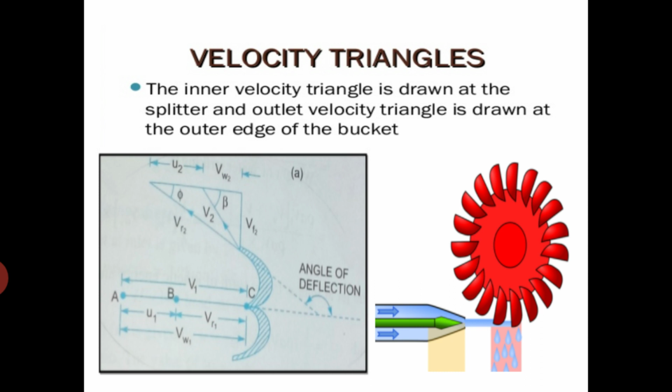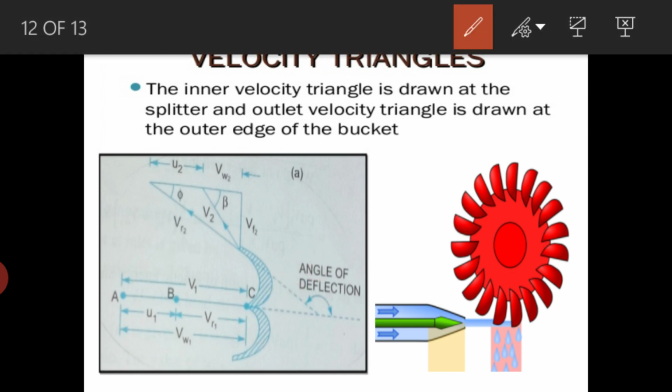And this figure shows the shape of the vane or bucket of the Pelton wheel, and the jet of water from the nozzle. Here you can see the jet of water from the nozzle strikes the bucket tangentially, but it strikes at the splitter exactly at the center. This is a splitter which splits the jet into two parts. So after striking the splitter, it splits into two parts.